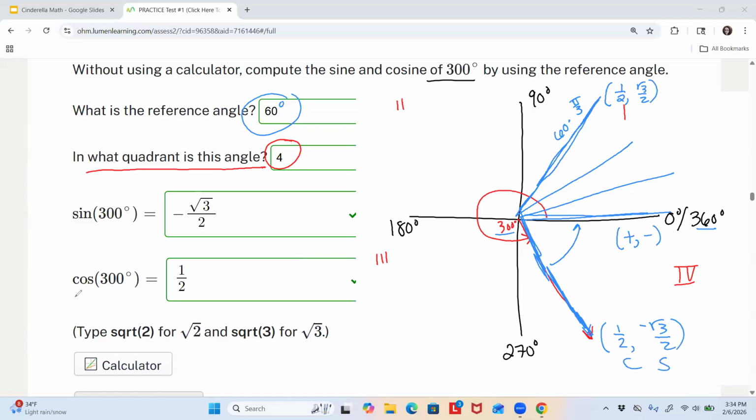So cos of 300 is 1/2. Sine of 300 is negative root 3 over 2. Very easy question if you know your basic trigonometry. Done.